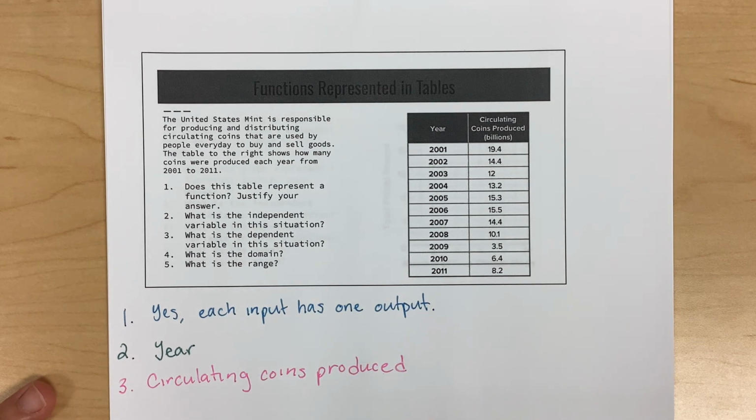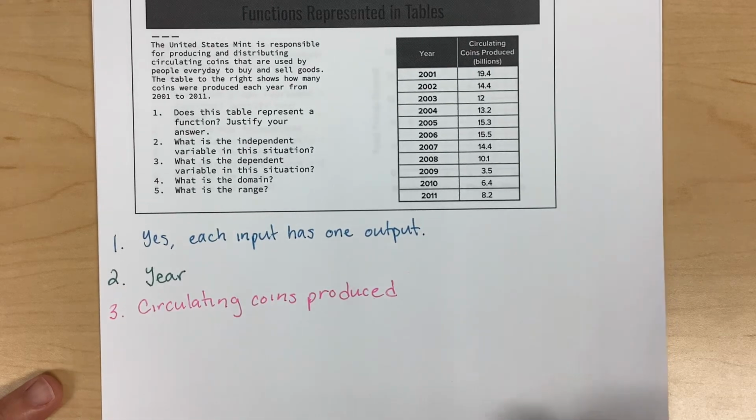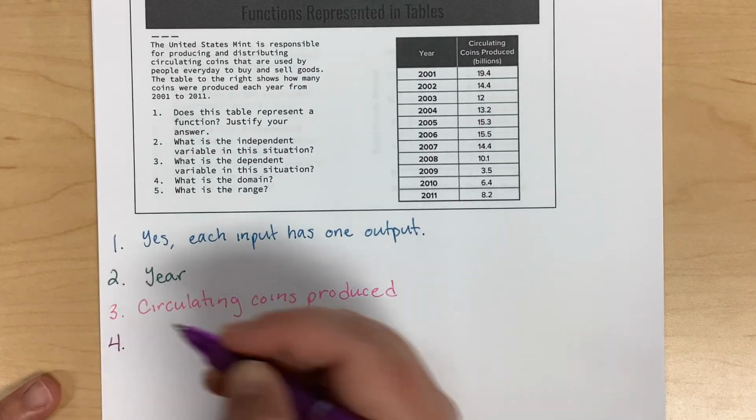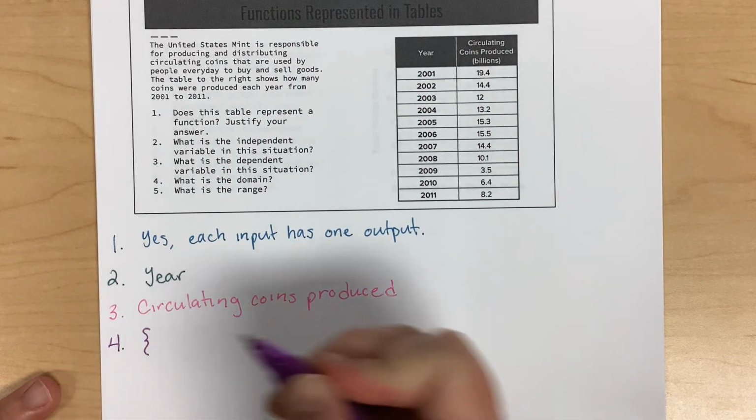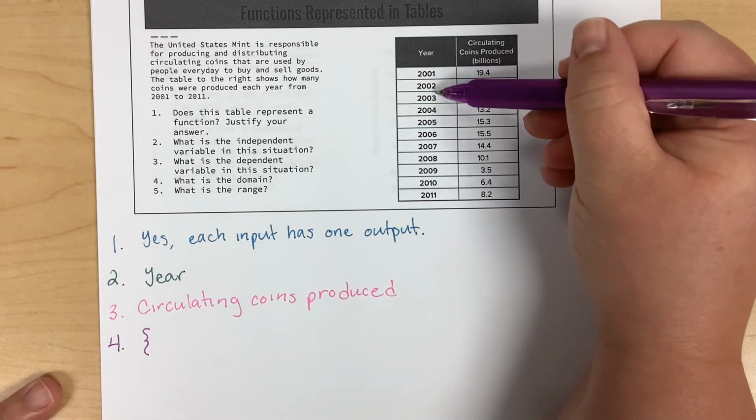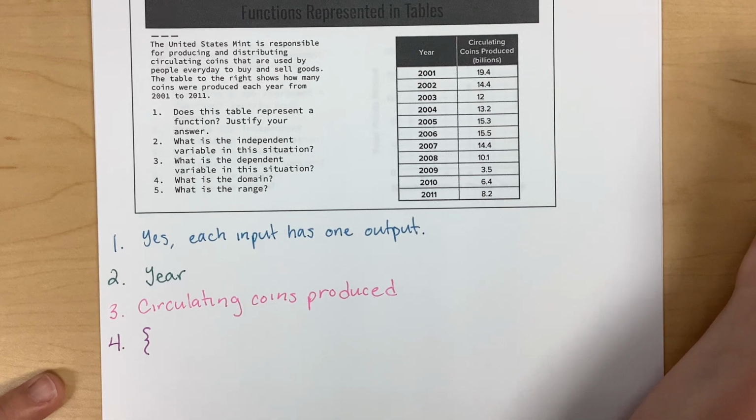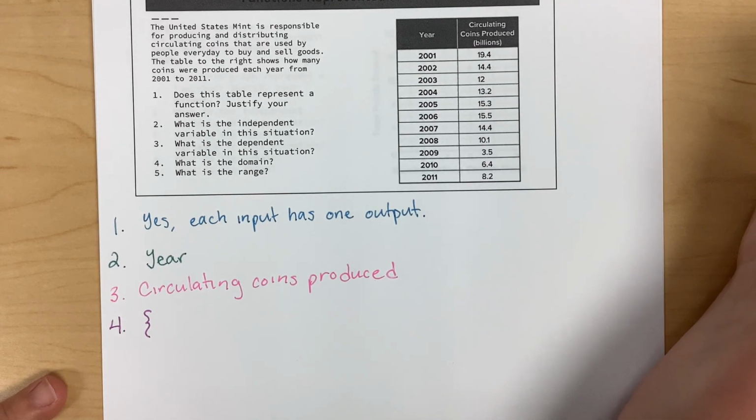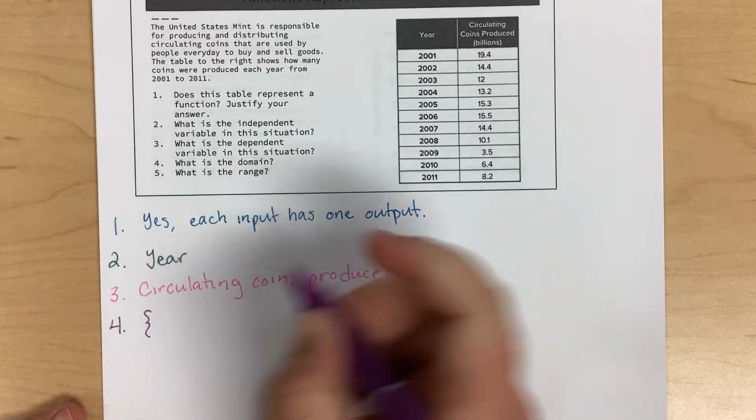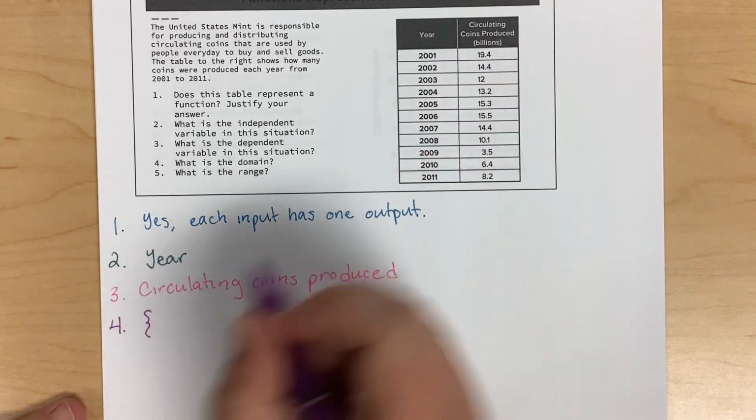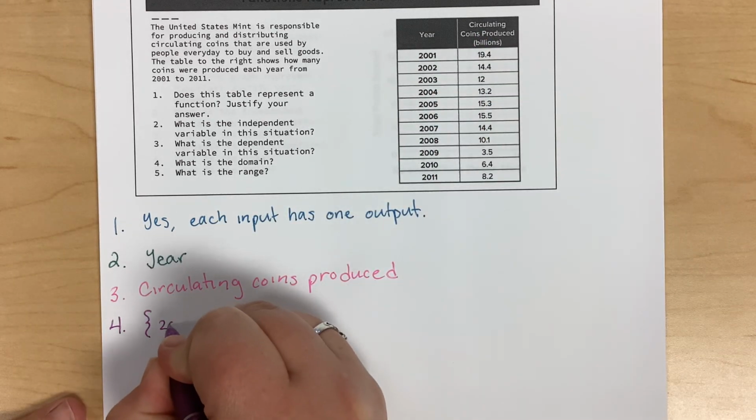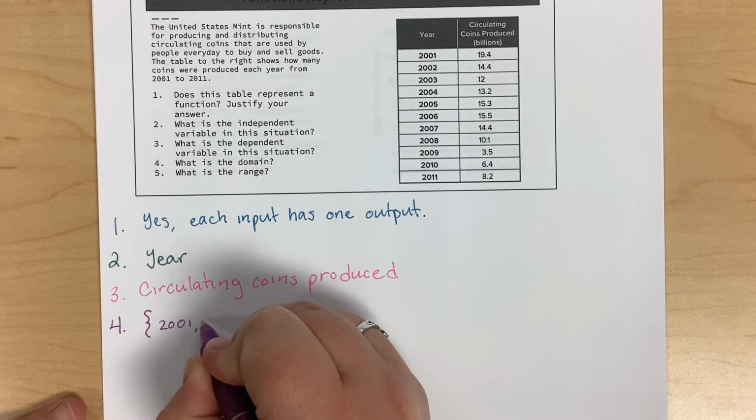All right, number 4 is the domain. So remember, when you have a table, your domain is written as a set, and you're going to list every input in order from least to greatest, and you don't have to write any of the repeats. But again, we don't have any repeats because this is a function, so I'm just going to list each year in order, starting with 2001, all the way to 2011.